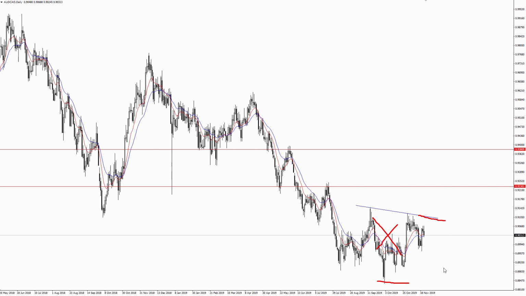I'm also not interested in selling even if we get a move below this low right here, just because the pair is still moving sideways. I don't want to trade within this consolidation. I prefer to trade a break higher and a move up into 92.30 if we do get that.